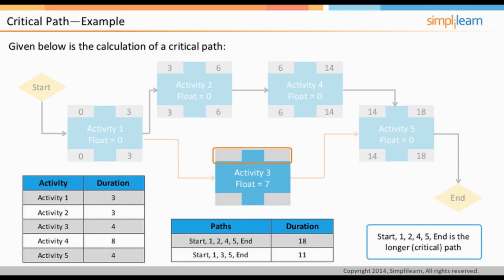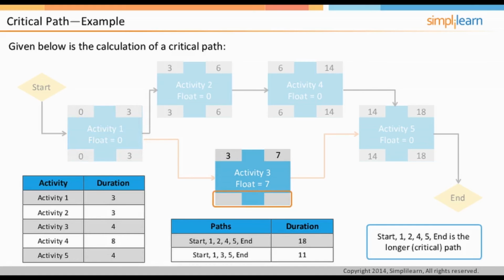First, calculate the early start and early finish dates. Activity 3 can start only after Activity 1. Since the early finish of Activity 1 is 3, it becomes the early start of Activity 3. Activity 3 cannot start earlier than 3 because Activity 1 can be completed only by then. Therefore, early start of Activity 3 is 3, and since the duration of the activity is 4 days, the early finish of Activity 3 is 3 plus 4 equals 7 days.